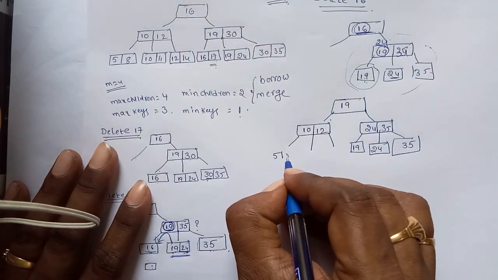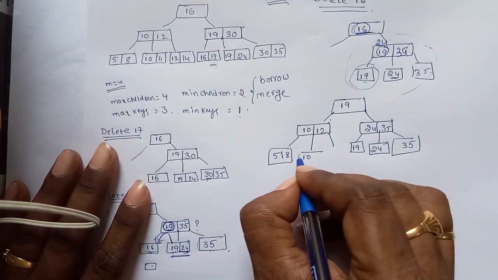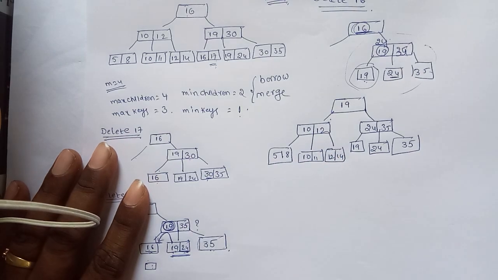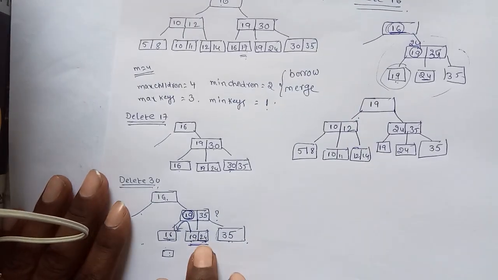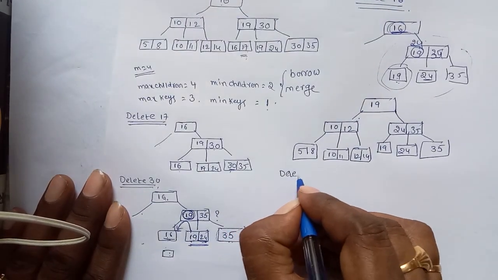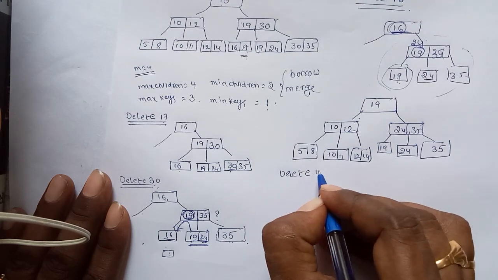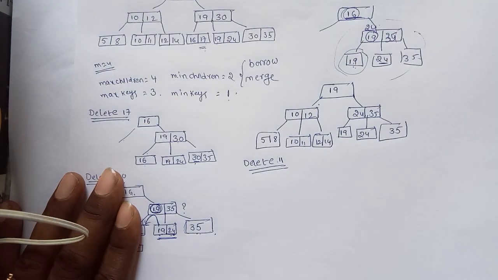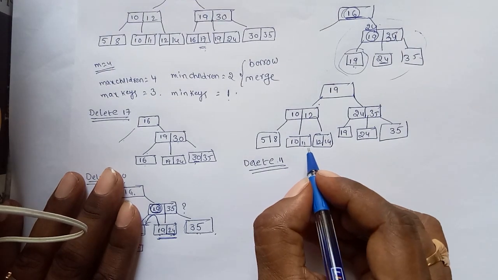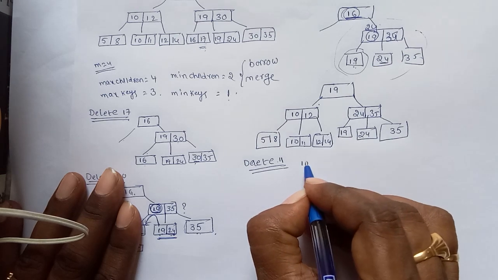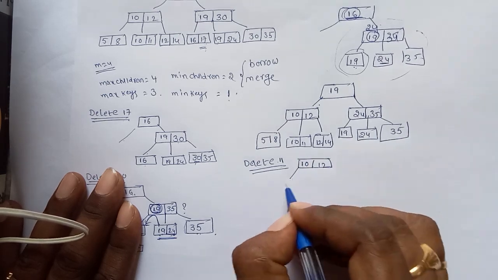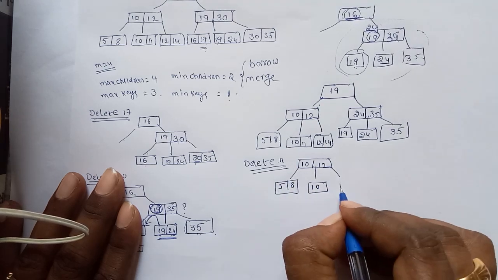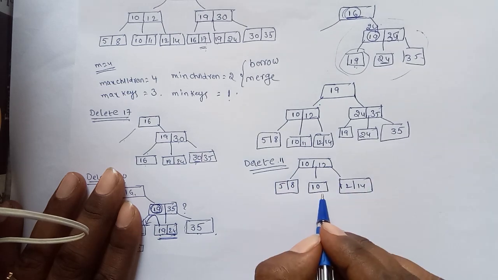Here we have 5 and 8, 10, 11, 12, 14. Okay, after deletion. So the borrow concept is completed. Next, delete 11. Suppose after deleting 11, what happens? Nothing happens. After deletion of 11, this is the node. Suppose for 10 and 12, the left child is 5, 8, the middle one is 10, the right side is 12, 14. It does not violate the property.